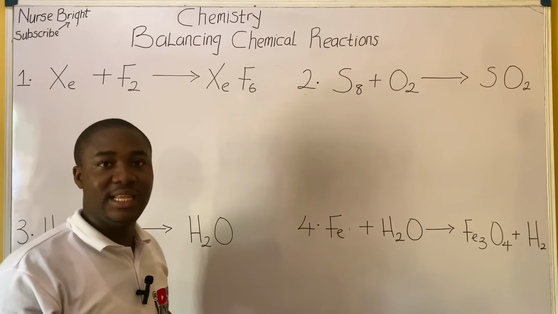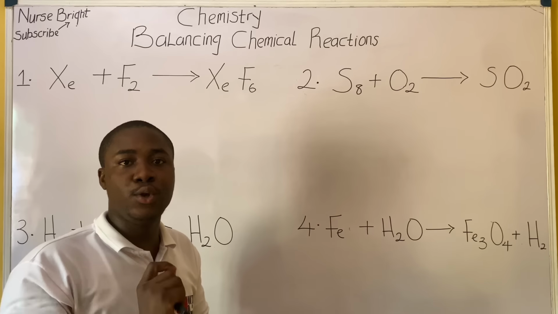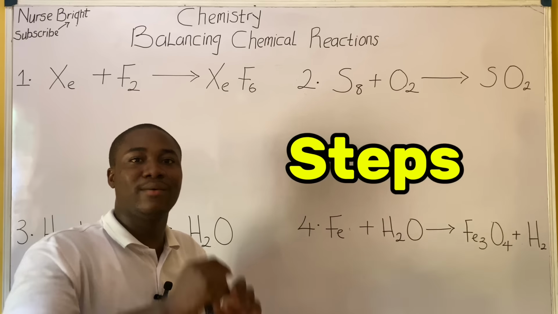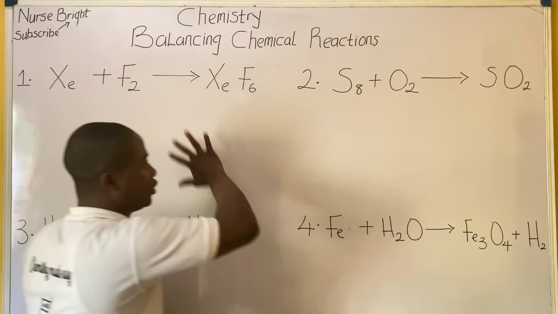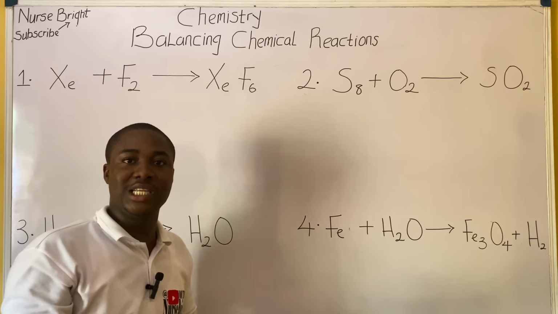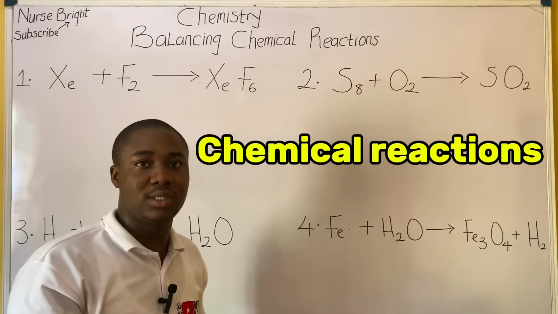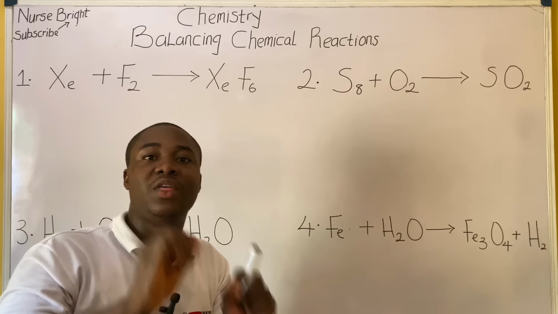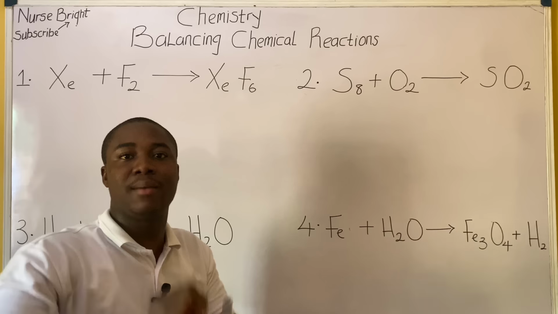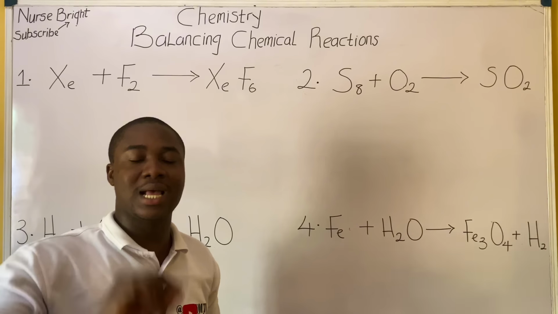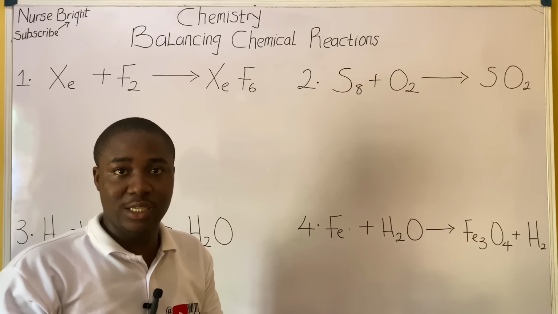I believe you can see the question on the board. It is very easy. I'll be giving you the steps to take whenever you are to balance a chemical reaction. All of these things written on the board are regarded to be chemical reactions, and all of them are unbalanced. We have to balance them. It is very, very important. So let's get into the first practice example written on the board.